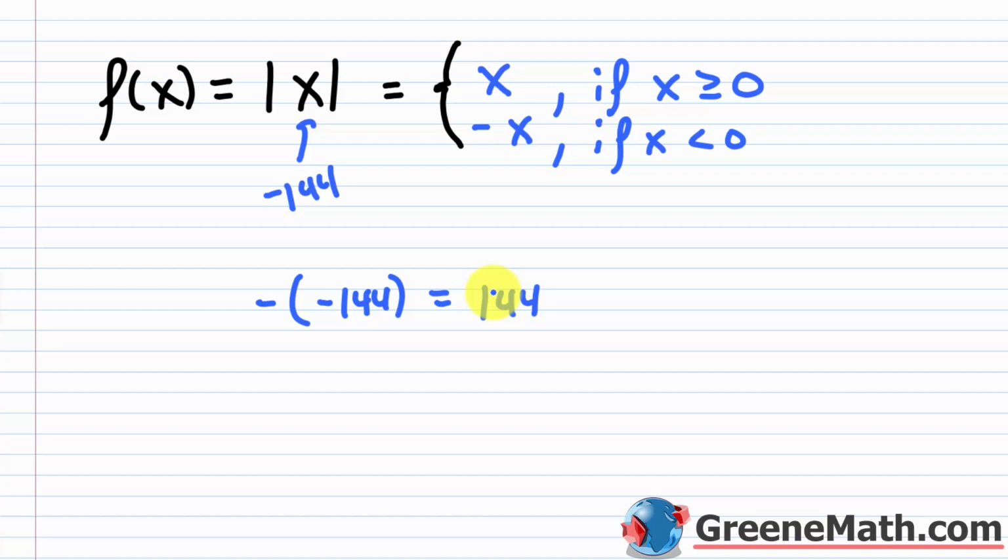So this is an example of a piecewise-defined function. It's got different rules over different intervals of the domain. Here we have one rule where we're at 0 or to the right of 0, and another rule if we're to the left of 0.